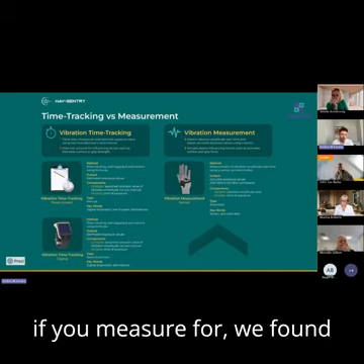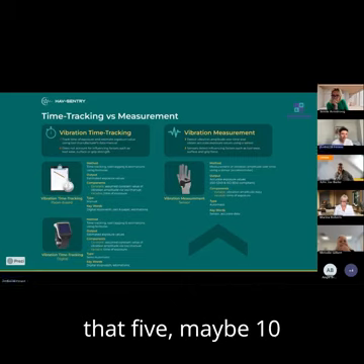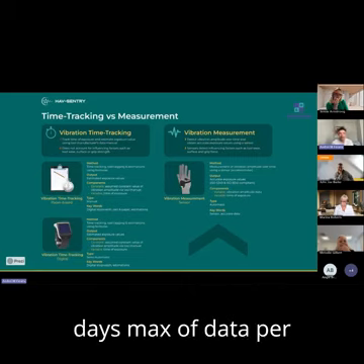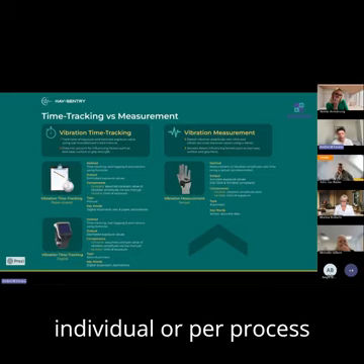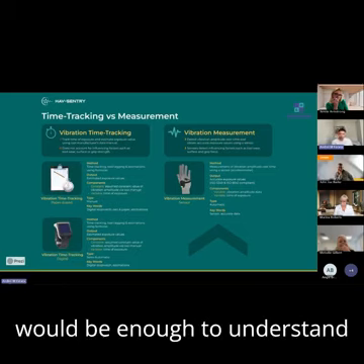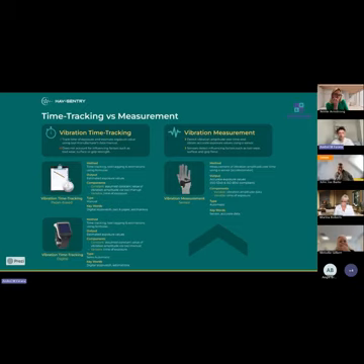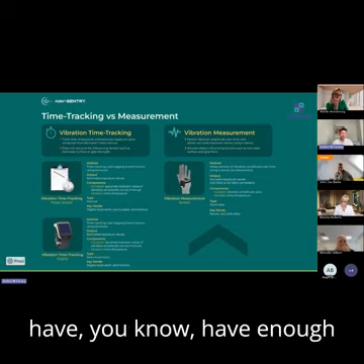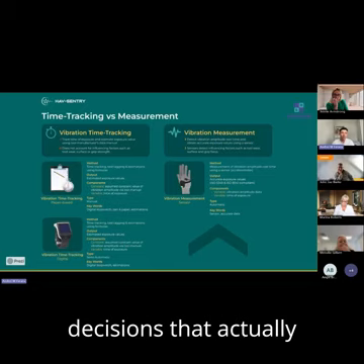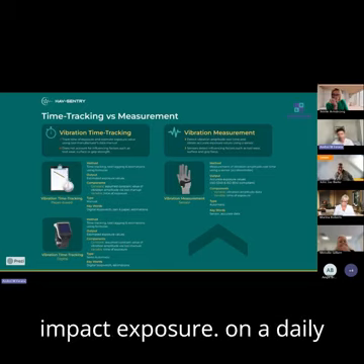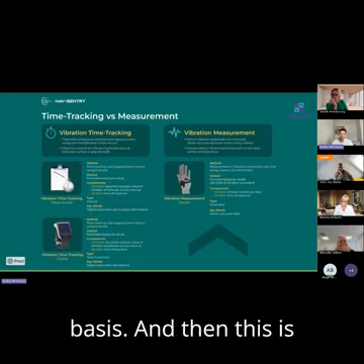So we found that 5, maybe 10 days max of data per individual or per process would be enough to understand what the root cause is, and have enough data to make some real decisions that actually impact exposure on a daily basis.